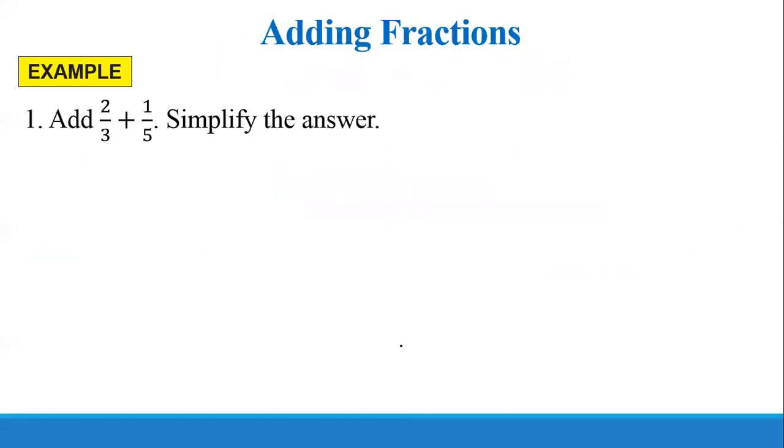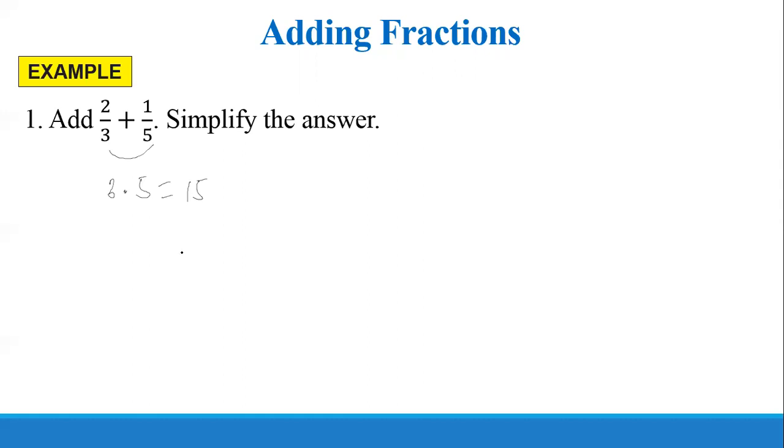Add 2/3 and 1/5 and then simplify the answer. Since the denominators are not alike, so anong gagawin ulit natin? We have to find a common denominator, by multiplying the denominators. So, multiply natin yung denominators natin. So, this is now equal to 15. 3 times 5 is 15.